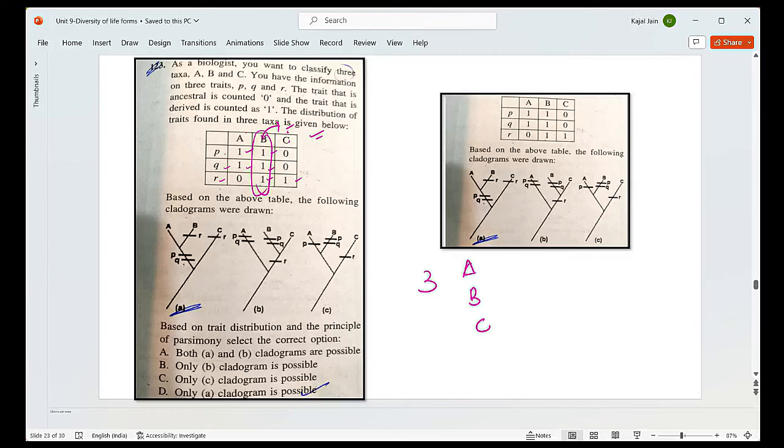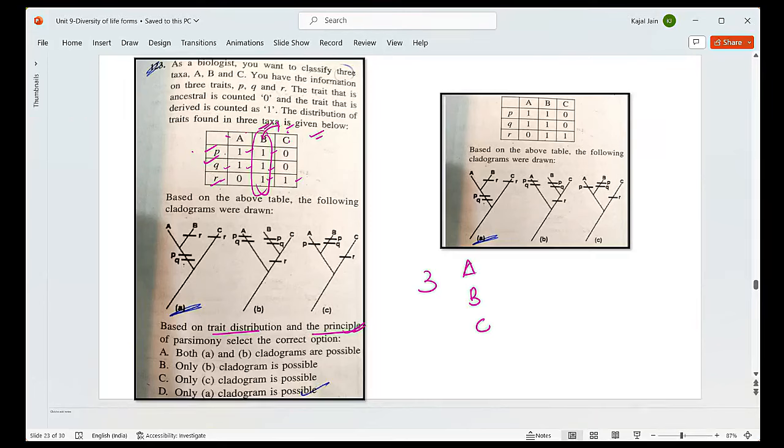Okay. Right. Now, let's understand about it. Sorry, there are three taxons. All three of them, P, Q, and R, have the B characteristic. Now, based upon the trait distribution and the principle of parsimony, select the correct option.